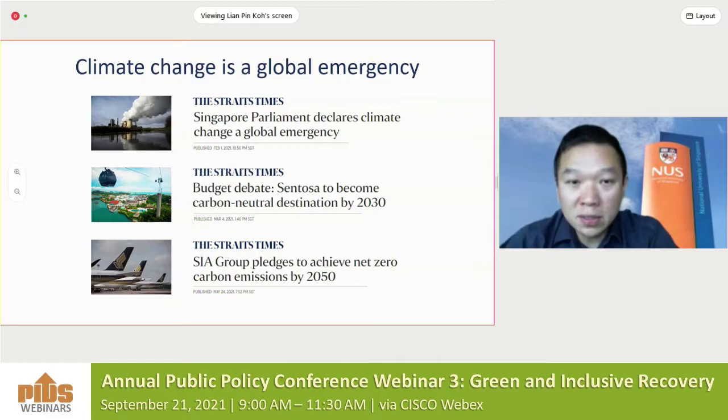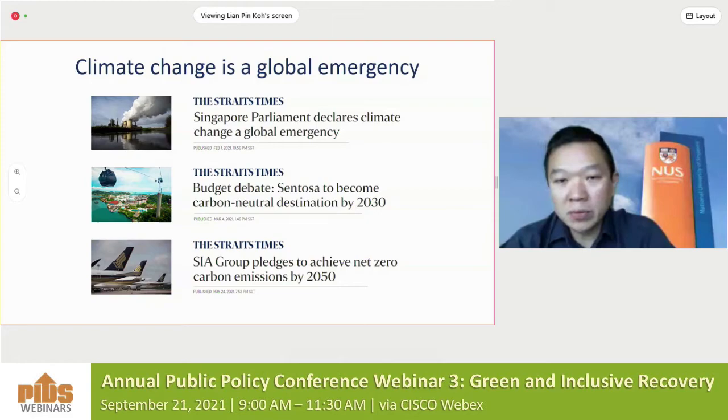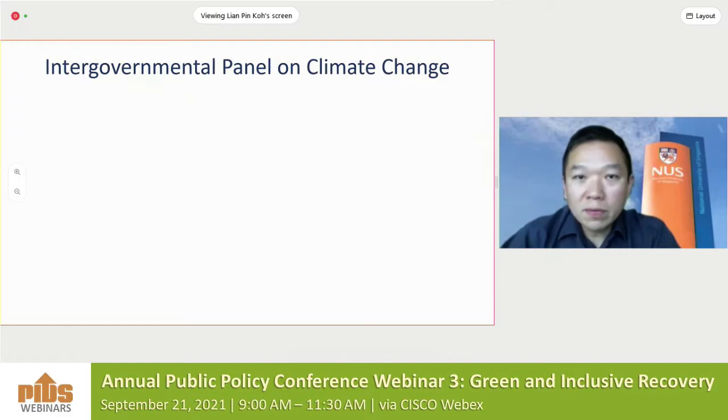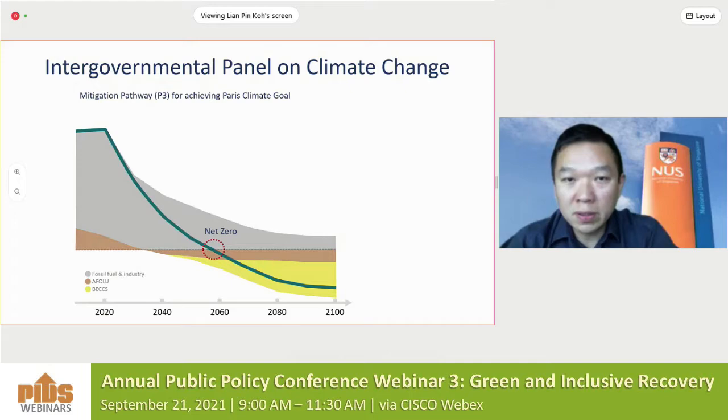So clearly, Singapore, along with many of our neighboring countries, is very serious in taking a whole of nation approach to addressing climate change by committing to these bold and ambitious climate targets. However, given the very short runway ahead of us, meeting these goals will not be easy. Thankfully, Singapore is not alone because at the global level, we also need to achieve net zero emissions by around mid-century if we are to meet the target of the Paris Climate Agreement.